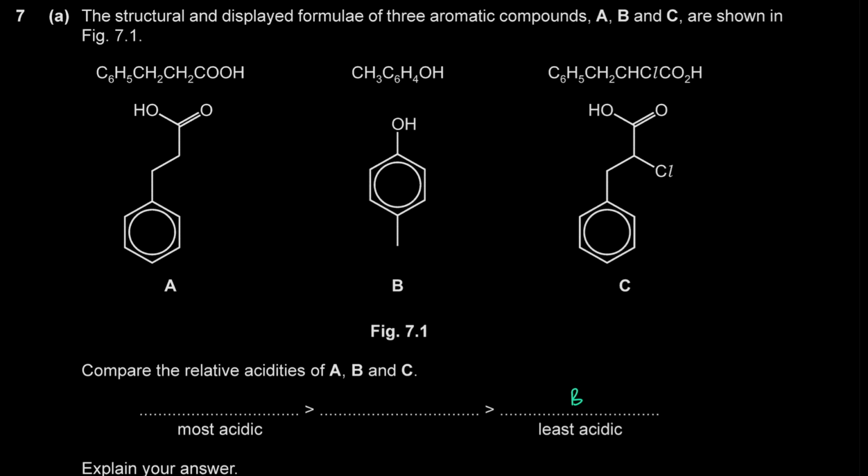Now, between A and C, C is more acidic because of the presence of the electron withdrawing chlorine atom. Because this chlorine is present, it withdraws electron density away from the OH bond, which makes this OH bond weaker and makes it easier for the carboxylic acid to ionize. So C is going to be the most acidic, followed by A, followed by B.